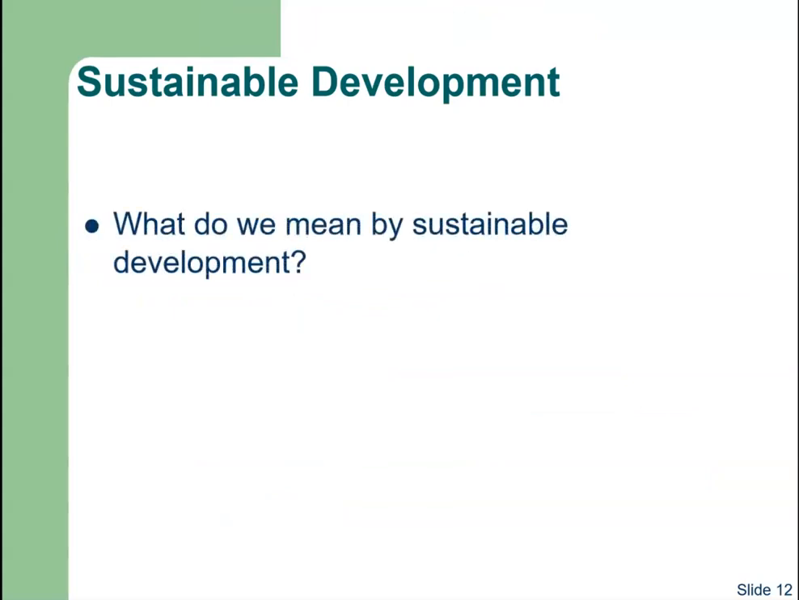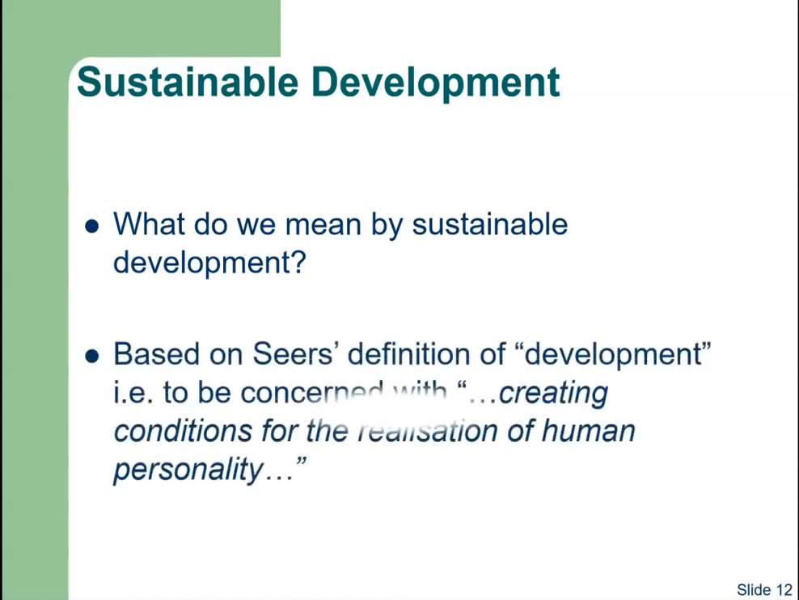So we are concerned with development that is sustainable. We have already defined what sustainable development is, but once again, according to Seers' definition, development is to be concerned with creating conditions for the realization of human personality. We have also used the UNEP definition of sustainable development in the previous video.